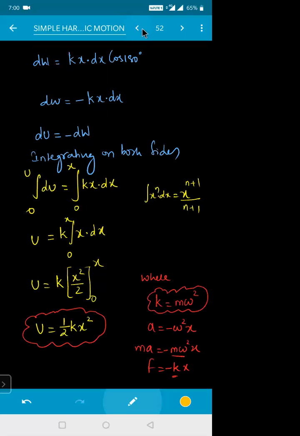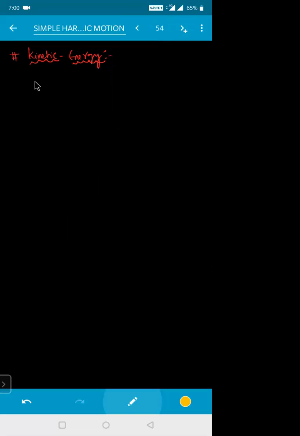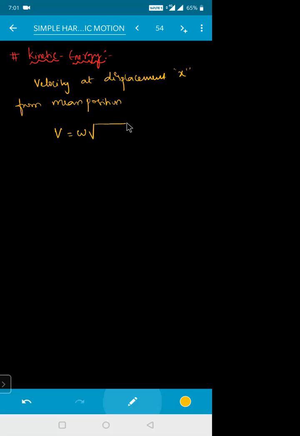For an SHM, at a certain position, the velocity of the particle can be given by the relation, velocity as a function of x. Tell me, velocity at a displacement x from the mean position. What is the formula? V is equal to omega into under root of a square minus x square.